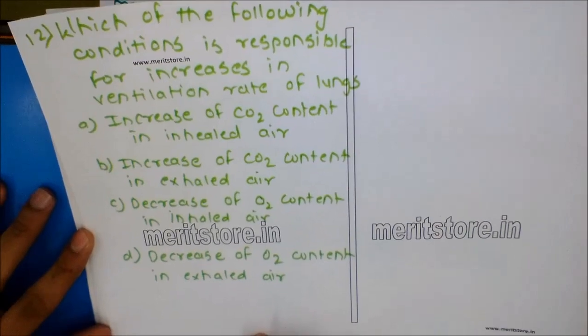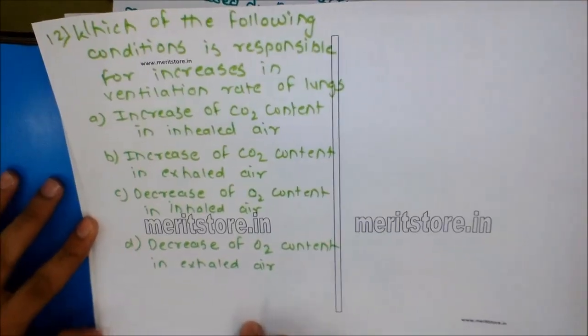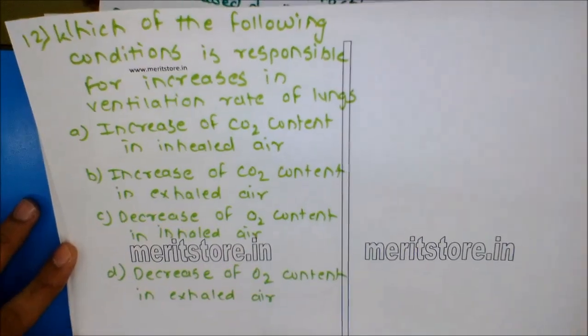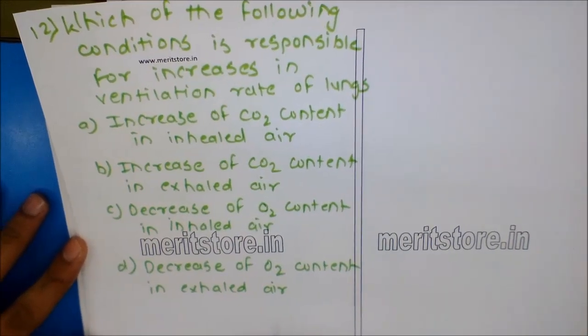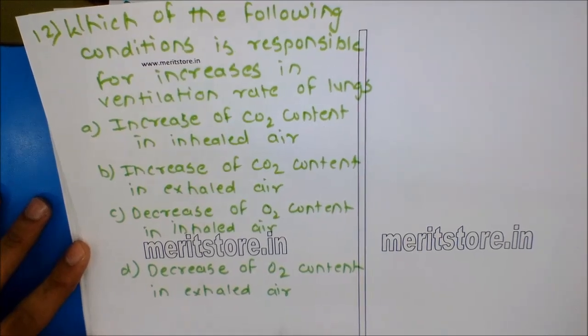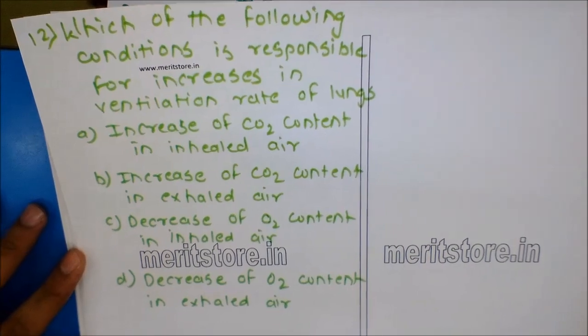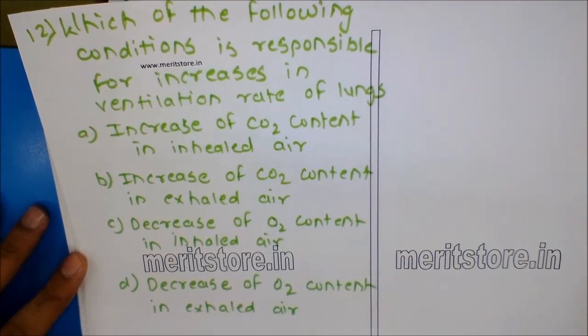Which of the following conditions is responsible for increases in ventilation rate of lungs? Option A, increase of CO2 content in inhaled air. Option B, increase of CO2 content in exhaled air. Option C, decrease of O2 content in inhaled air. Option D, decrease of O2 content in exhaled air.